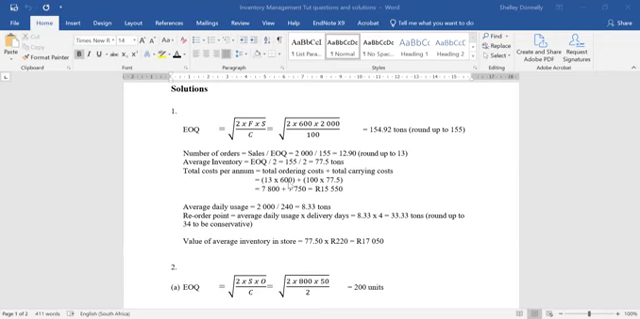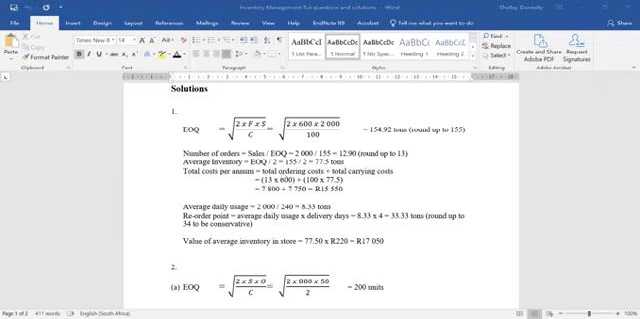Because if the total ordering costs are a lot higher than the total carrying costs and not equal, which is what they should be if they were ordering the right amount, then you know that they're either ordering too much or too little. Too much if the total carrying cost is too high, or too little if the ordering costs are too small.